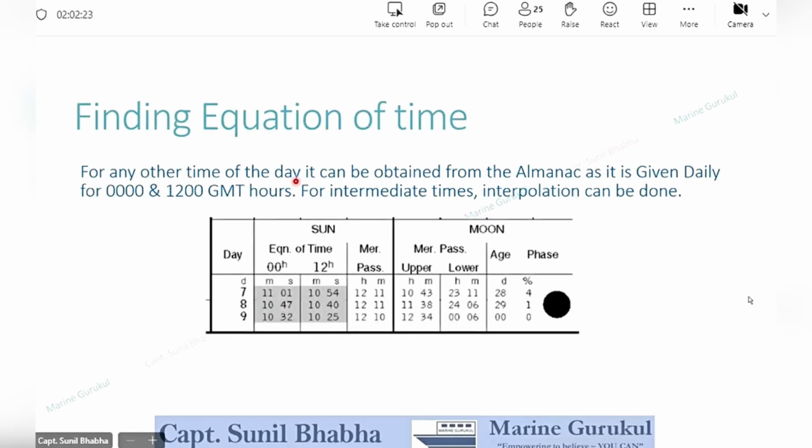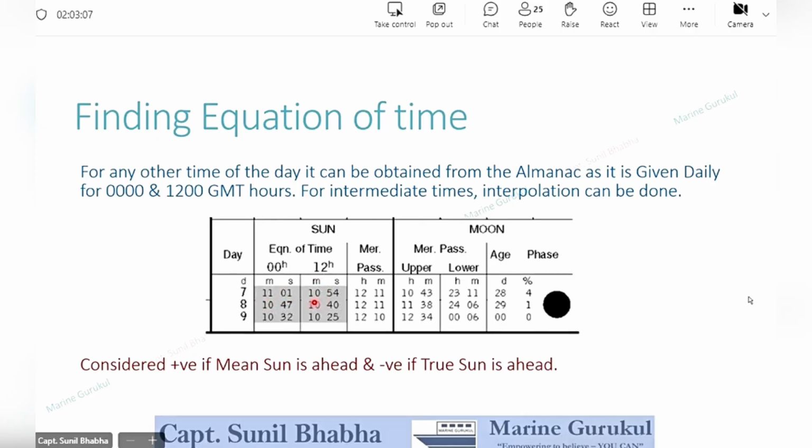Now for any other time of the day other than the meridian passage time, it can be obtained from the almanac, as it is given on the daily page for 0000 hours and 1200 GMT hours. If you see at the bottom of the right side page of the almanac, under the column of the sun, you will see the value of the equation of time given for 00 hours and 12 hours at Greenwich in GMT. On this particular day, the 7th, the equation of time value at 00 hours was 11 minutes and 01 seconds.